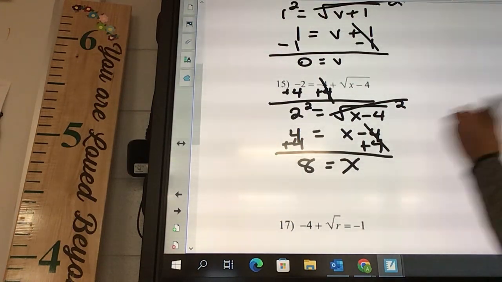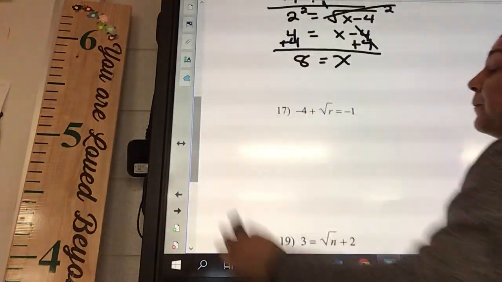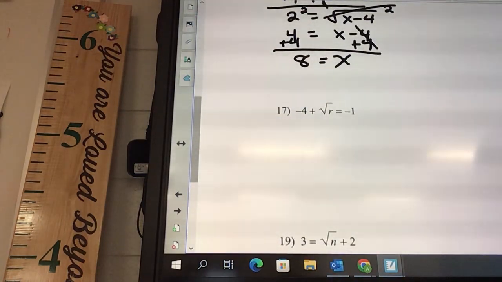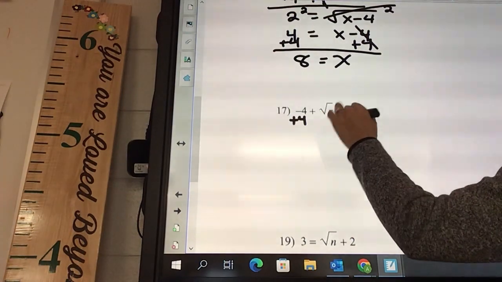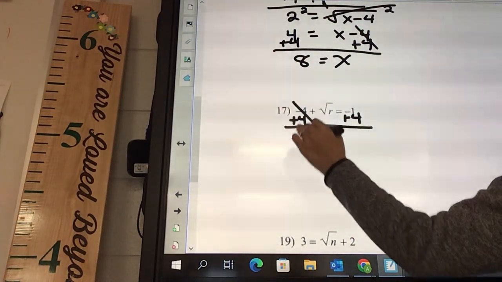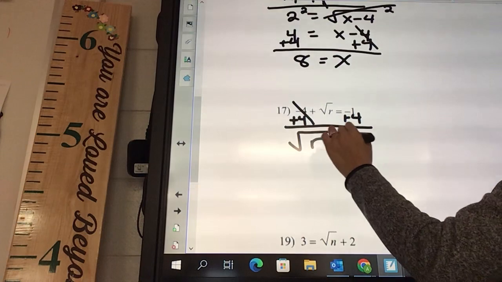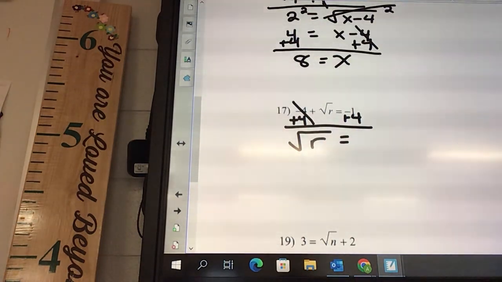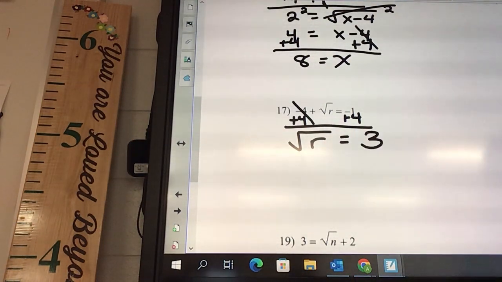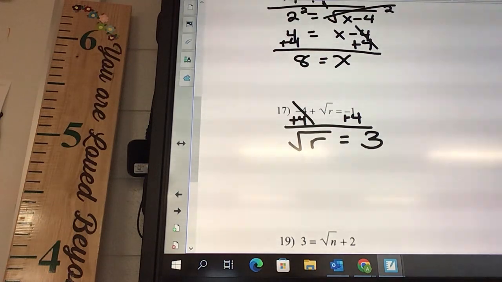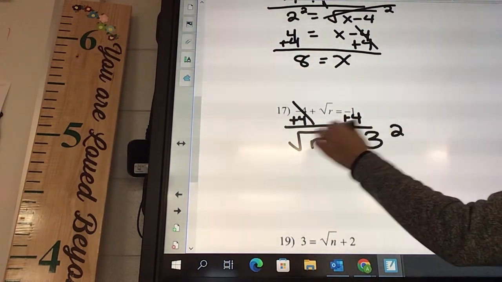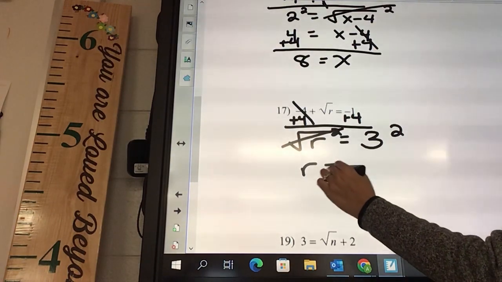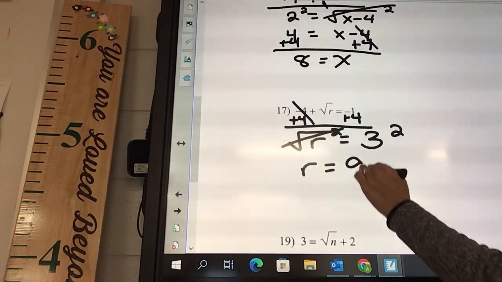17. Is there stuff on the outside of the square root? Negative 4. How do I move it? Add 4. So we're going to get square root of r equals 3. Square both sides. There you get r equals 9.